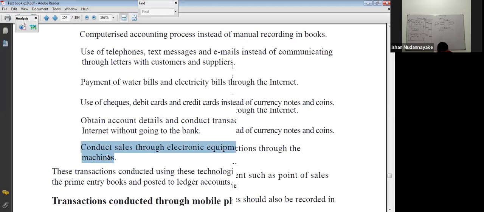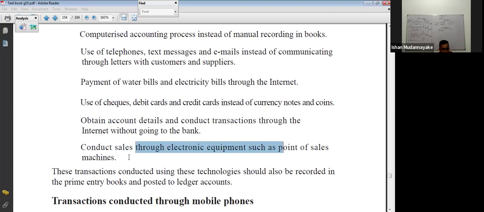Conduct sales through electronic equipment such as point of sale machines. You have seen these in Cargills Food City and other supermarkets. With the cashier there is a computer, monitor, barcode reader, and keyboard. That system is called a point of sale machine.